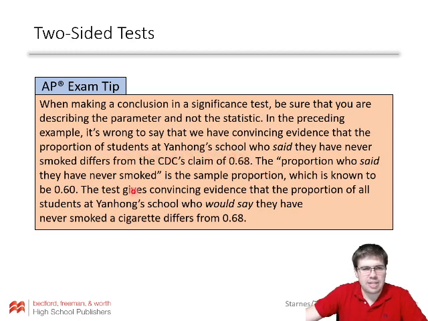The proportion who said they have never smoked is the sample proportion, which is known to be 60%. The test gives convincing evidence that the proportion of all students at Yanhong School who would say they have never smoked a cigarette differs from 0.68.